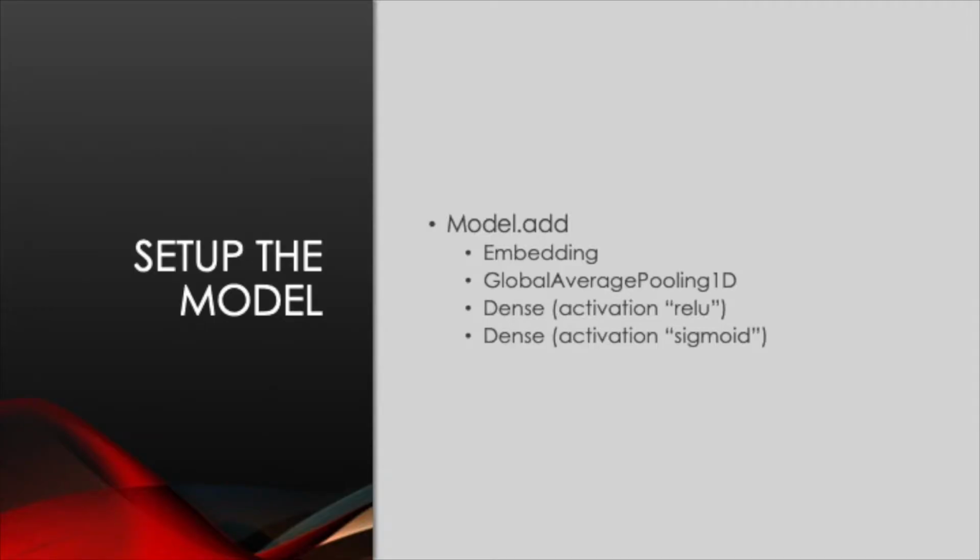Now that we've trimmed our data using TensorFlow functions, we need to set up our model. To do this, we will use a sequential model and use model.add and add an embedding, a global average pooling 1D layer, a dense layer, and another dense layer.